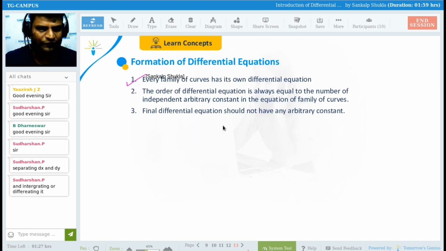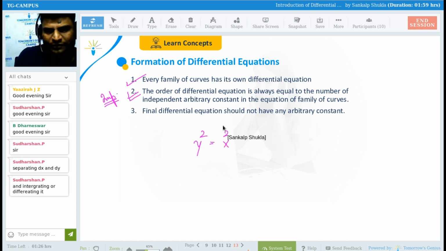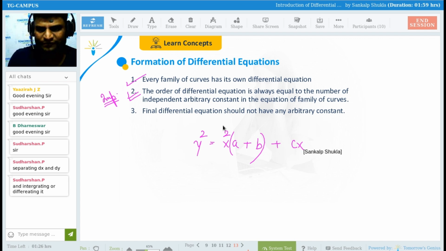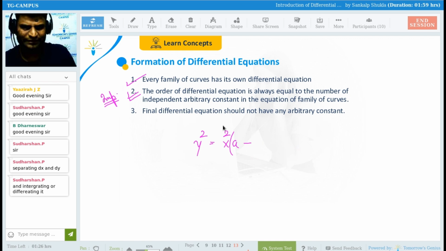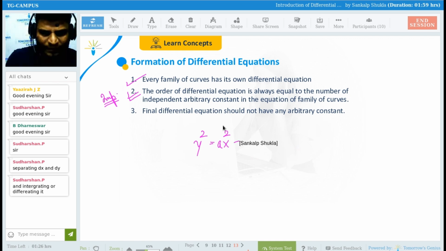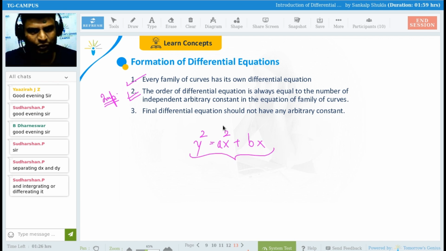See, every family of curves has its own differential equation. The order of a differential equation is always equal to the number of independent arbitrary constants in the equation of the family of curves. This one is very important. For example, I have y square is equal to x square a plus b plus cx. We can write it as ax square plus bx. Two arbitrary constants are there, so you have to differentiate it two times.